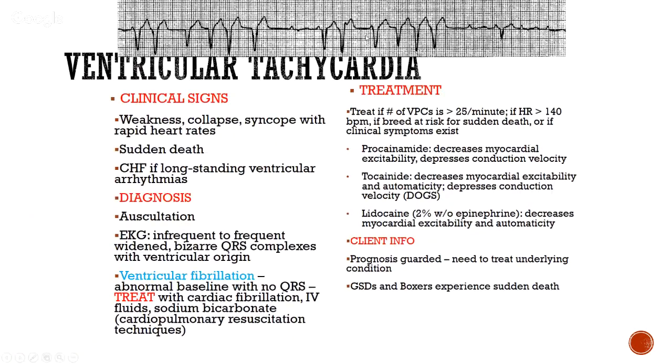So this is what ventricular tachycardia looks like, these are actually VPCs and they're happening rather rapidly, and it's going to lead to ventricular fibrillation. Clinical signs of ventricular tachycardia: weakness, collapse, syncope, and rapid heart rates, sudden death, congestive heart failure if it's a long-standing ventricular arrhythmia. Our diagnosis is through auscultation. We'll see an EKG and see those wide and bizarre QRS complexes. You should never forget what this VPC looks like.